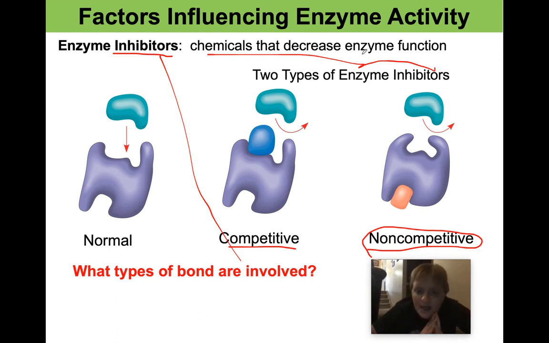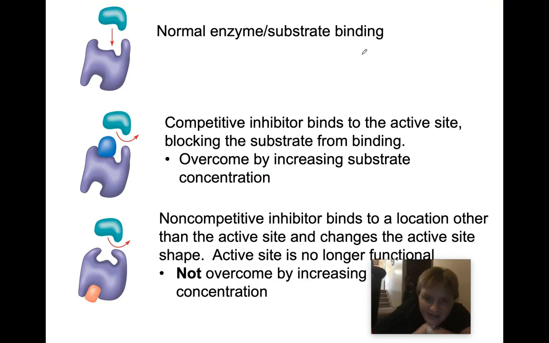So what do you think? What kind of bonds do you think are involved with these inhibitors? Do you think they're strong bonds or weak bonds, hydrogen bonds, ionic bonds, covalent bonds? And it probably depends on the inhibitor and the enzyme, and how long the enzyme is going to be affected by the inhibitor.